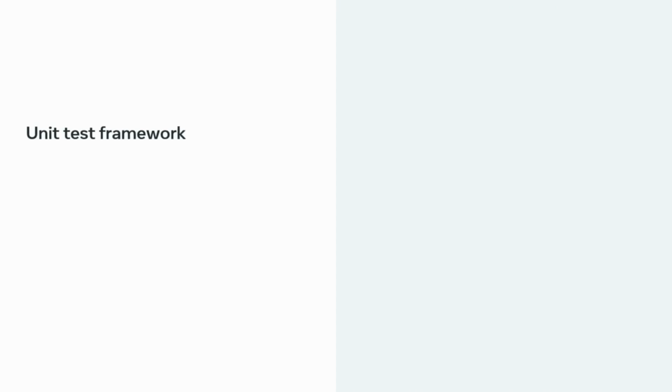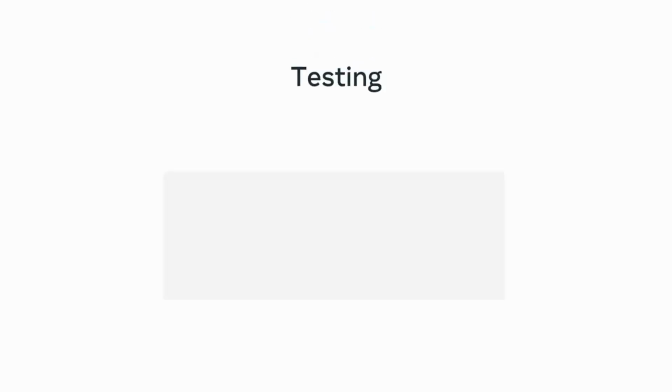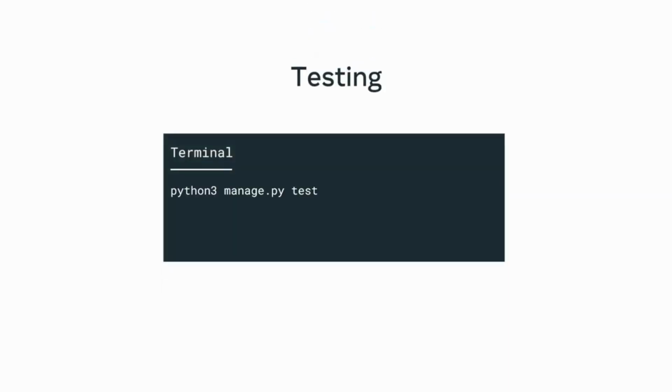In the second lesson of this module, you revised how to test the API. You recapped the concept of testing using the unit test framework to test an API. Then you revised the code required, such as the code for the serializers.py file. Finally, you revised how to use the Insomnia REST client to interact with the API and test the routes. You created and performed a unit test that ran successfully and performed as expected.